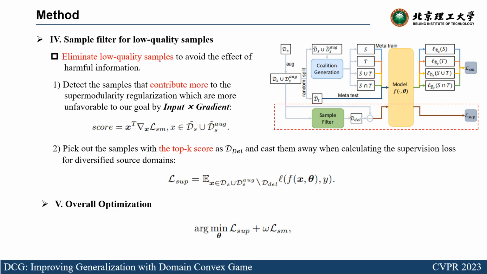In addition, to eliminate low-quality samples to further avoid the effect of harmful information, we try to detect the samples that contribute more to the above supermodularity regularization, that is, more unfavorable to our goal. Specifically, we measure the contribution of each input by multiplying the input and the corresponding gradient produced by the regularization loss. Then, we pick out the samples with the top K contribution scores and cast them away when calculating the supervision loss. The overall optimization objective is as follows.